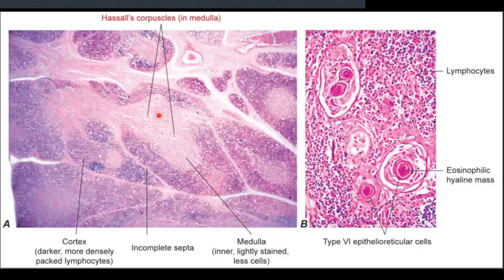So this is a medulla. You can see we have those bodies. You can see eosinophilic hyaline mass, that's keratin there, and surrounded concentrically by the type 6 epithelial reticular cells. Okay, and you can see some lymphocytes, those darkly staining cells. Okay, so just as a recap, cortex: darker, more densely packed small lymphocytes. Medulla: inner, lightly staining, larger T lymphocytes. But the distinctive characteristic of the medulla is the presence of those Hassall's corpuscles.